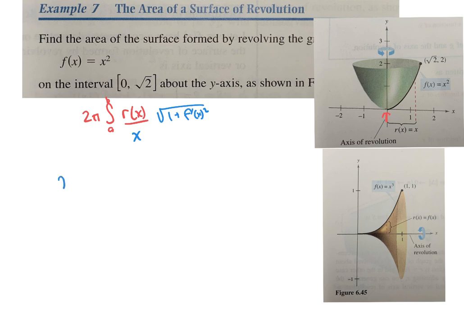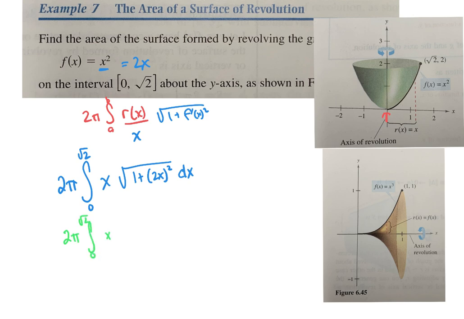And so I would set this one up like this. I would say 2 pi, integral from 0 to square root of 2 of x, times the square root of 1 plus my derivative. The derivative of x squared is just 2x, so I would put 2x here and square it, dx. And if I simplify that, of course, I get something like this: 1 plus 4x squared dx.